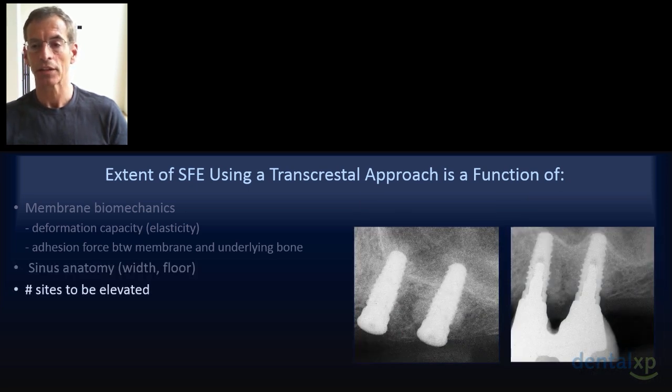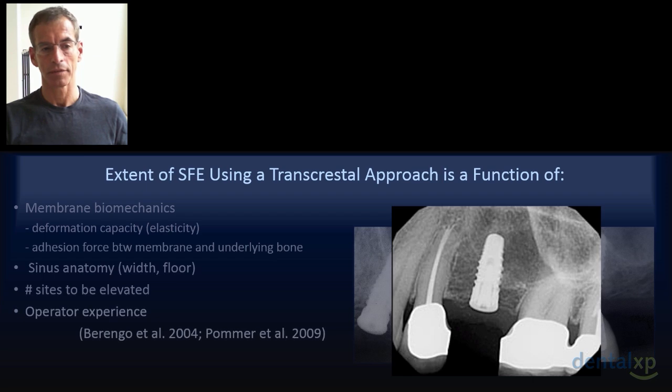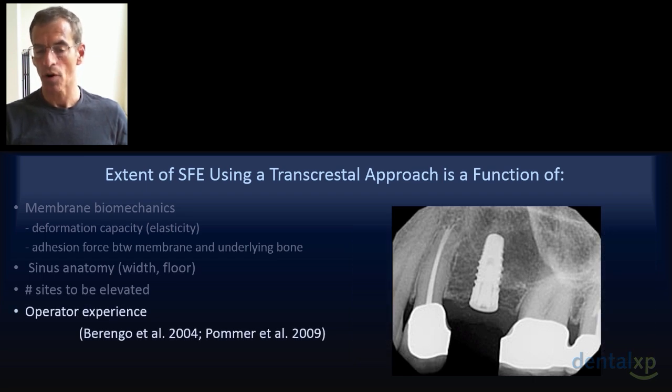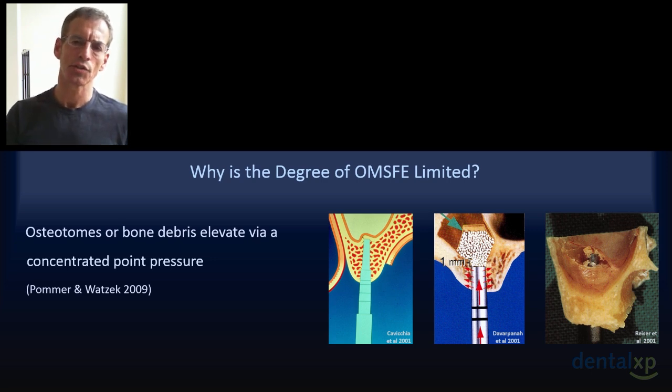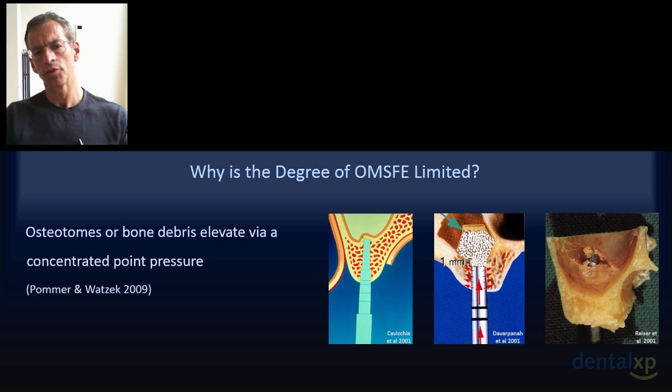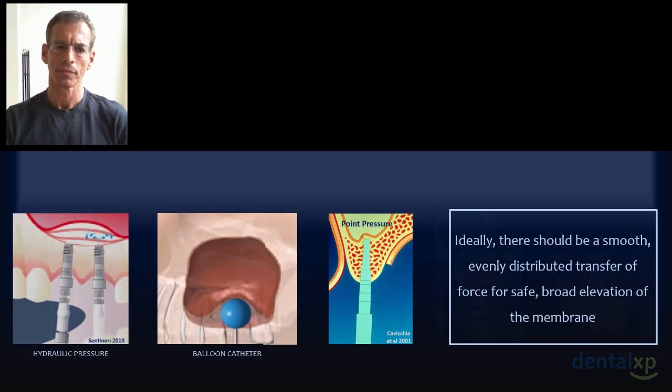Certainly, the more sites you elevate, the higher you can elevate the membrane. And the more experienced you are, the simpler and safer this becomes. Now, why is the degree of osteotome elevation limited? That's because osteotomes or bone debris elevate via a concentrated point pressure. Ideally, we would like a smooth, evenly distributed transfer force for safe, broad elevation of the membrane, hence the discussion of balloon catheters or hydraulic pressure.